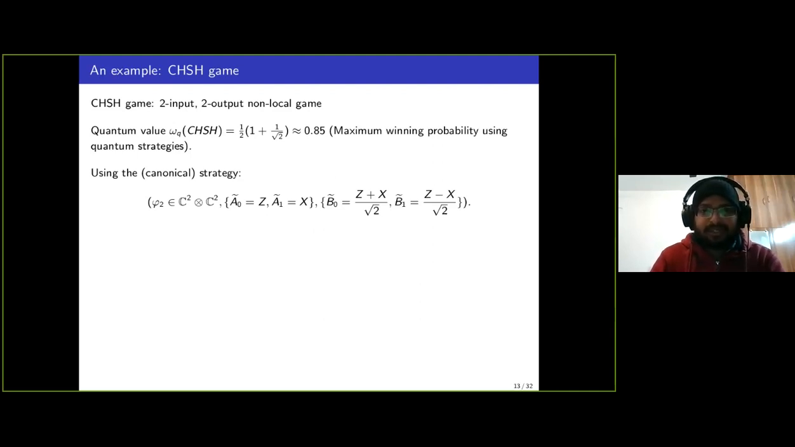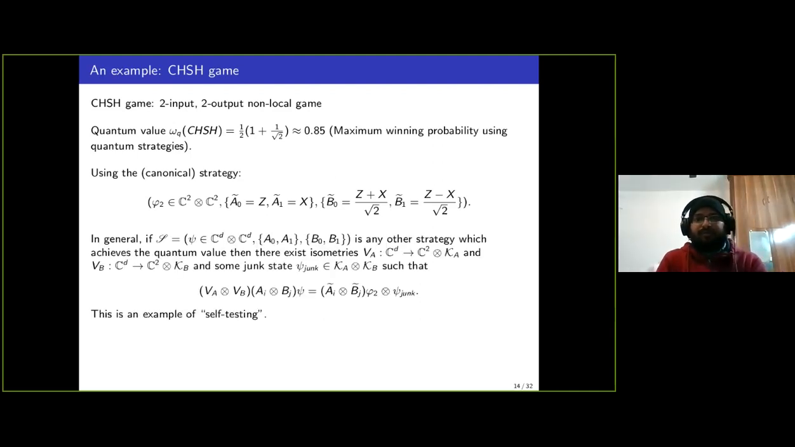So one can ask, if we have any other strategy which also achieves the same quantum value, then what can we say about that strategy? Then one can show that one can find isometries going from the space in hand. For example, here I've taken the state to be in C^d tensor C^d, for Alice going to C^2 tensor some junk space, and for Bob also going from the space in hand to C^2 tensor some junk space.